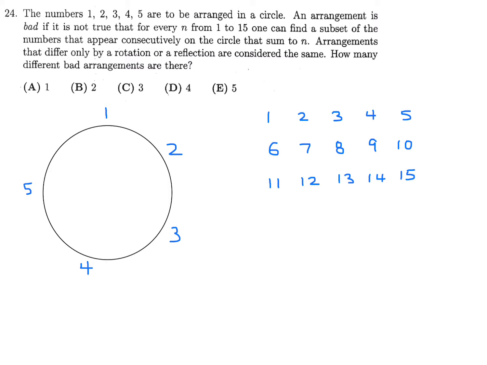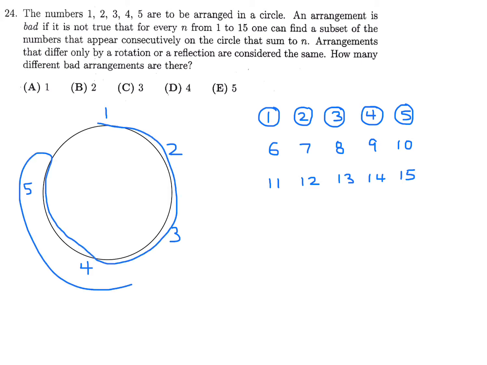Okay, so how do I get a sum of 1? Well, it's easy. Just choose 1. There, you're done. How do I get a sum of 2? Just circle 2. You're done. Similarly, 3, 4, and 5 are easy. Just circle that one number. Now, how do I get a sum of 15? No matter what order these numbers are in, all I have to do is just choose all of them. And when I do, I will get a sum of 15.